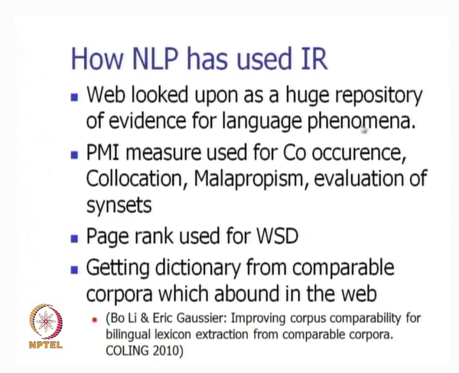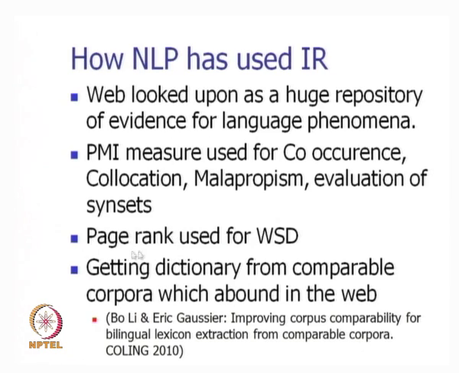So, web is a very rich repository of language phenomena. Now, there is a very effective measure called pointwise mutual information, which has been used for many very fundamental NLP issues like co-occurrence, co-location, etc., and also applications like malapropism detection, evaluation of synsets. So, this PMI measure is obtained against the corpus on the web.